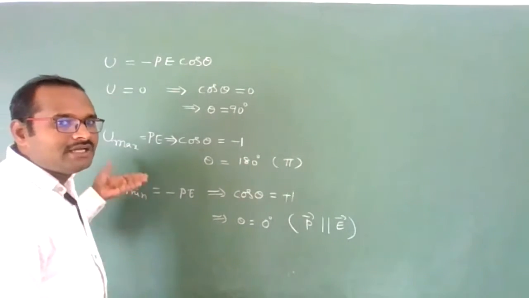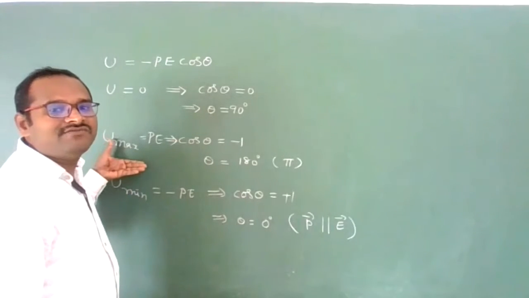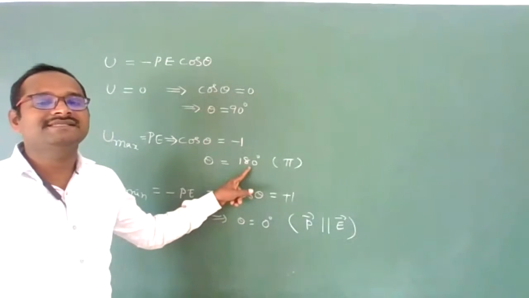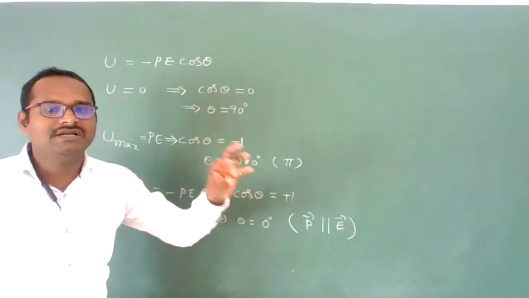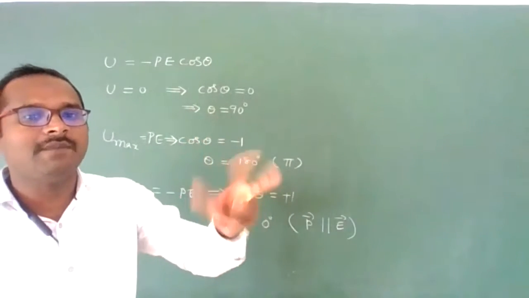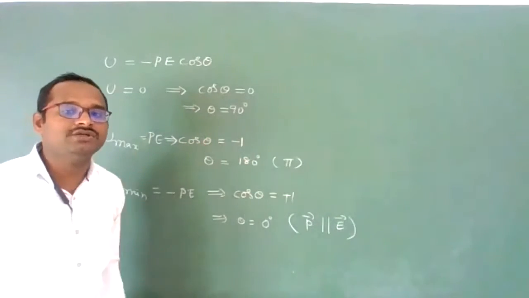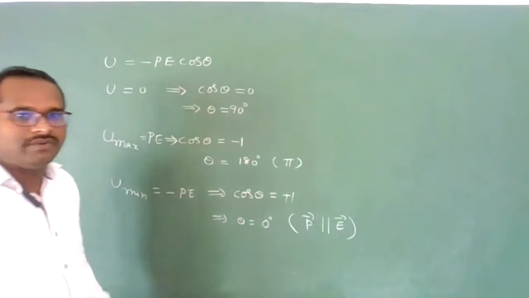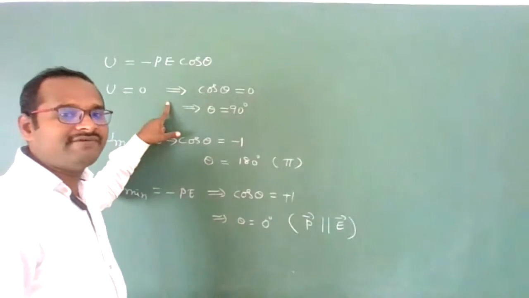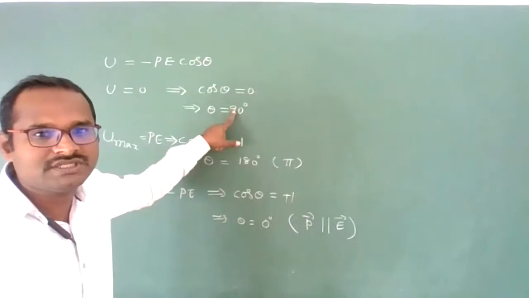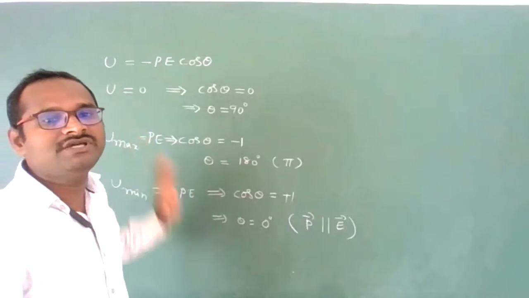And electrostatic potential energy will be maximum when theta is 180 degrees, means the electric dipole moment and electric field are opposite to each other, anti-parallel to each other. Whereas if the electric dipole moment vector and electric field are perpendicular to each other, then electrostatic potential energy will be 0.